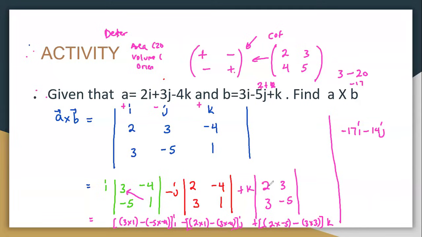Then you go to the next one. 2 times negative 5 is negative 10. Minus 3 times 3 is 9. So you end up with negative 19k. And then you end at that point.